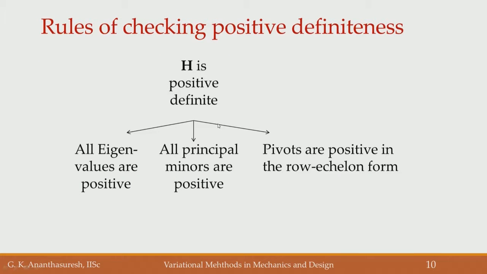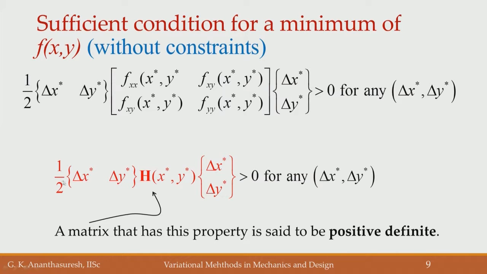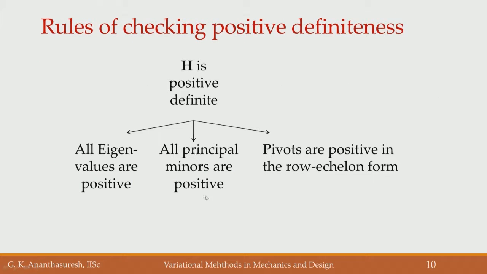Now, how do you check this for the unconstrained problems that H is positive definite? There are many ways, there are 3 ways. The easiest is eigenvalues. If all eigenvalues are positive, such a matrix is said to be positive definite, and that will satisfy this property. Another way of doing this is to check the principal minors of the matrix and ensure that they are all positive.